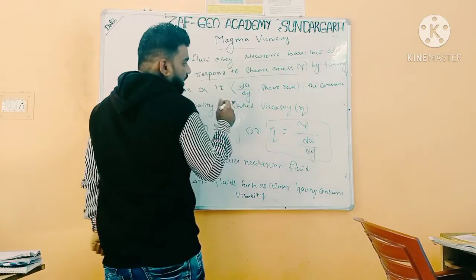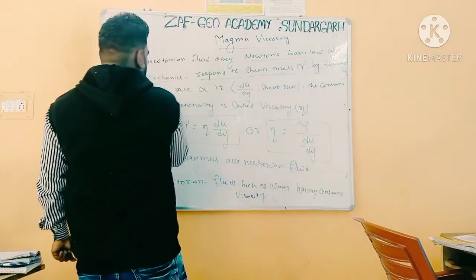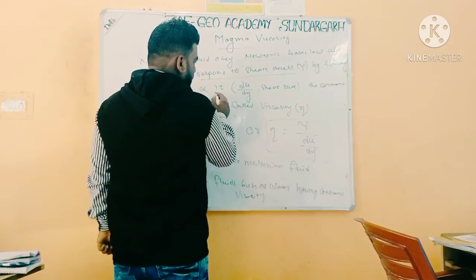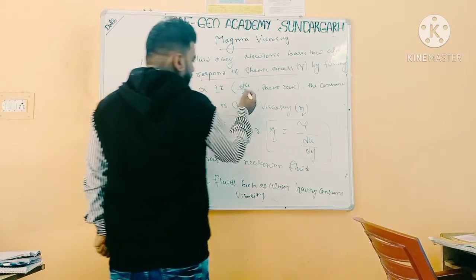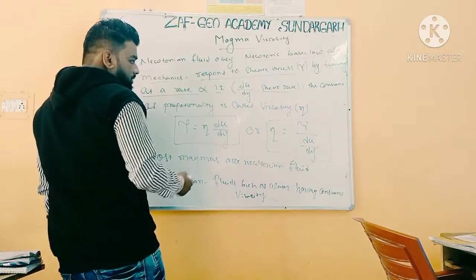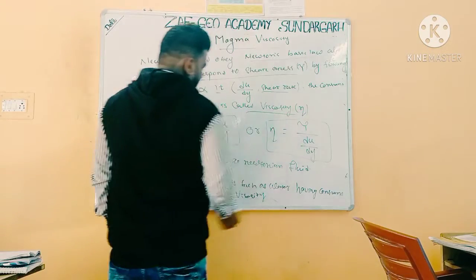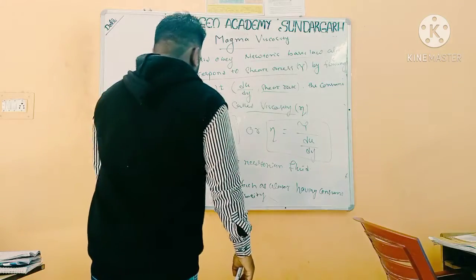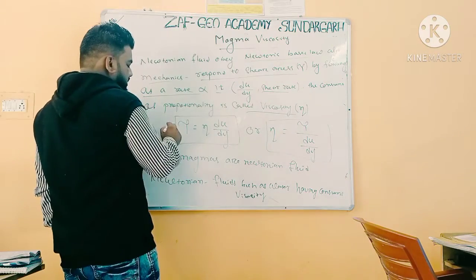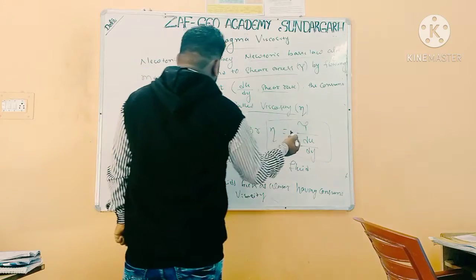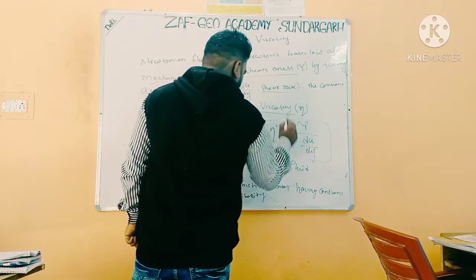You know, the shear tau, by flowing at a rate which is directly proportional to it. That means du by dy, du upon dy, is the shear rate, and the constant of proportionality is called the viscosity. So tau will be equal to eta du upon dy. This is the formula, and now eta will be equal to tau divided by du upon dy.